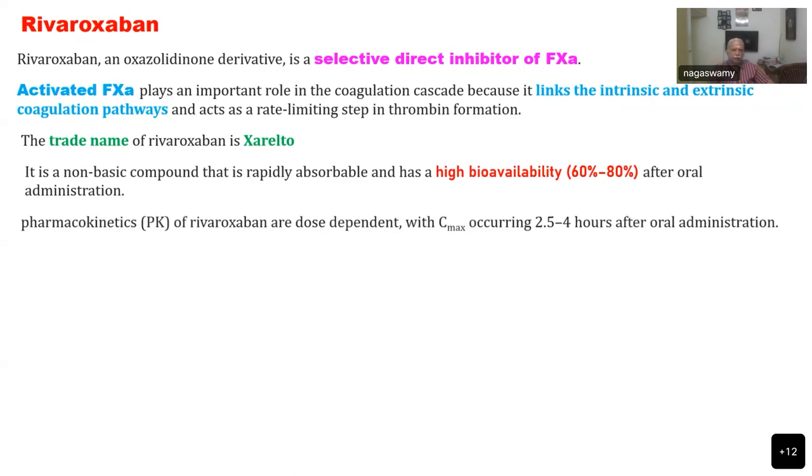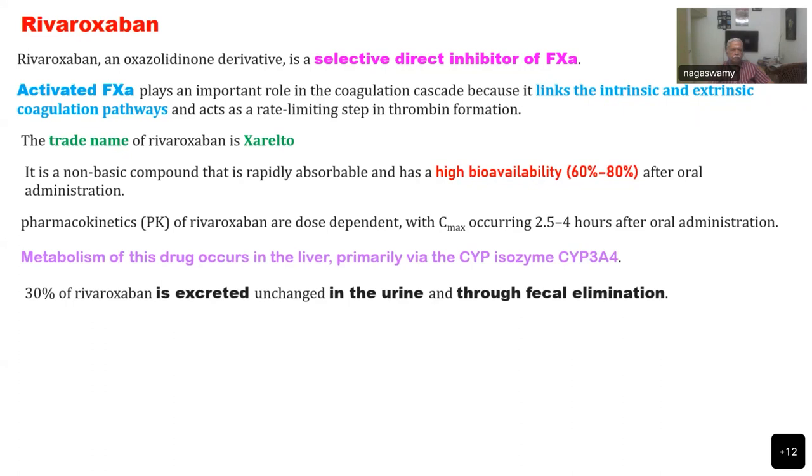Pharmacokinetics is dose dependent, with maximum occurring 2.5 to 4 hours after oral administration. The metabolism of the drug occurs in the liver primarily via cytochrome isoenzyme CYP3A4. And 30% of rivaroxaban is excreted unchanged in the urine and through fecal elimination. These are the two routes of elimination.